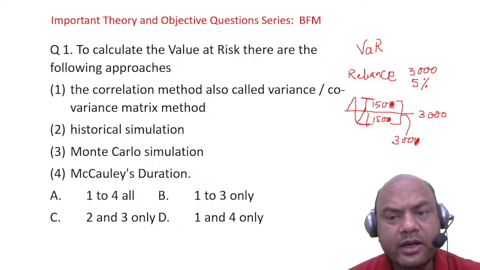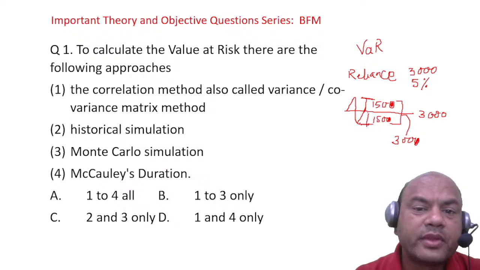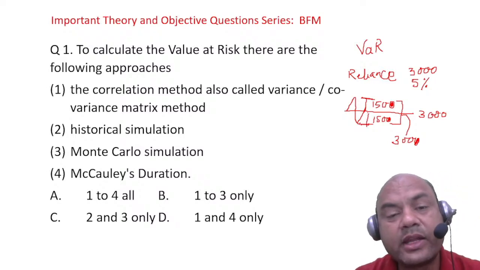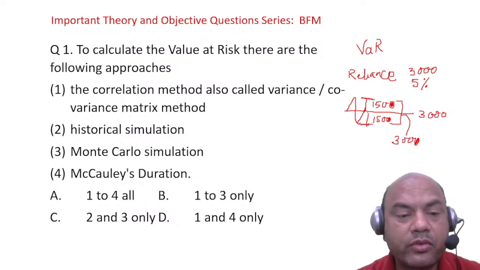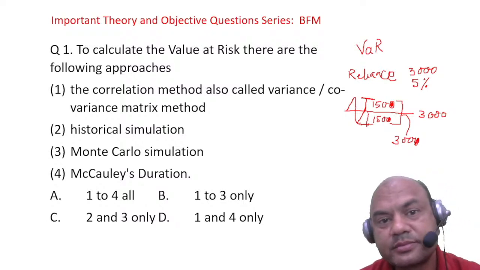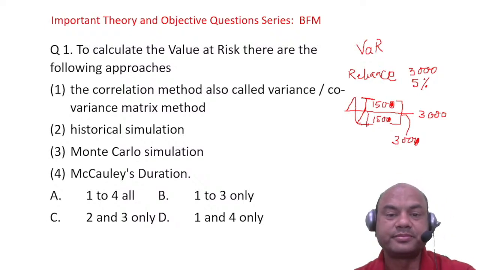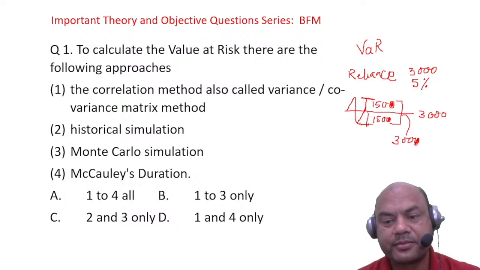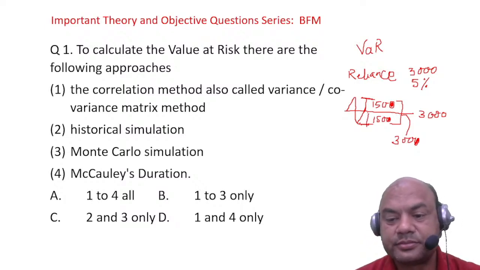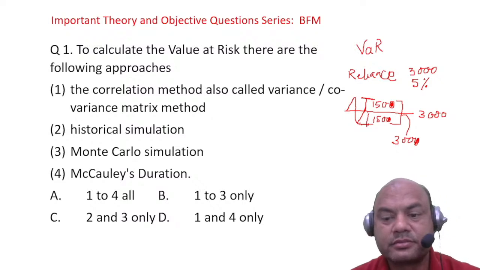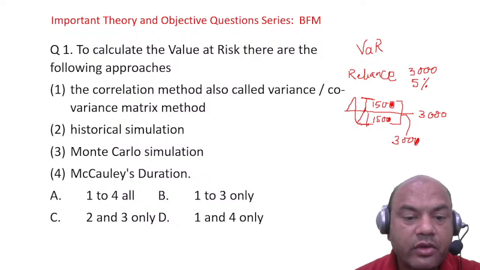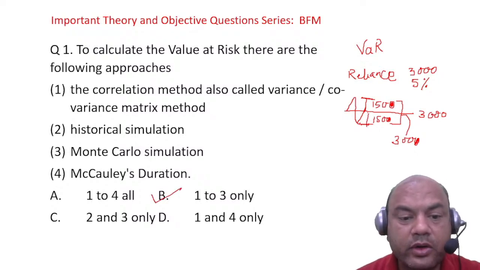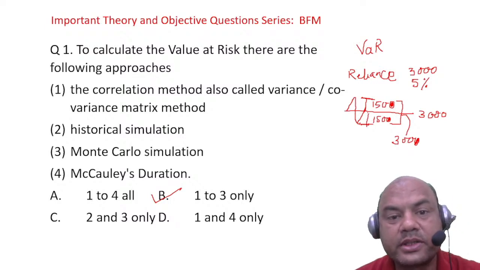Search in Google. Has anyone read this? How to calculate the VAR? It's there in module B of your BFM. What is the method used? It is 1 to 3 only. Macaulay's duration is not used to calculate the value at risk.